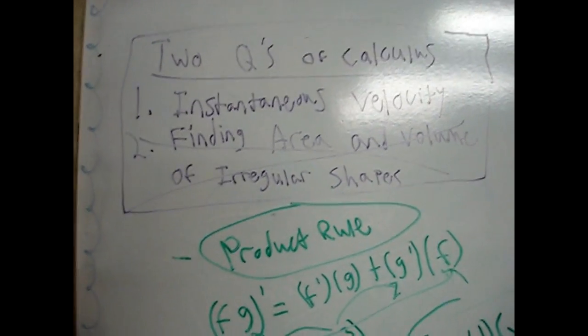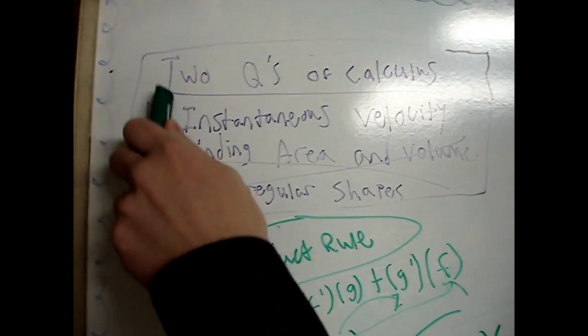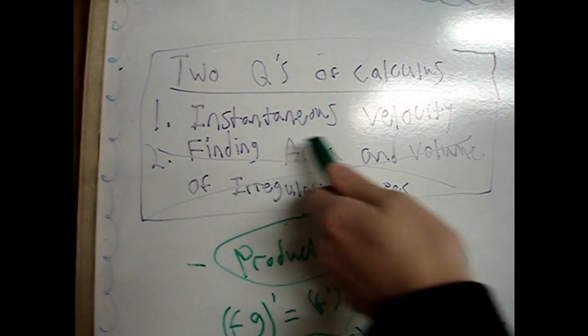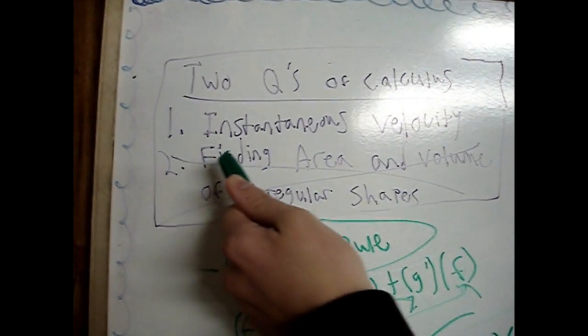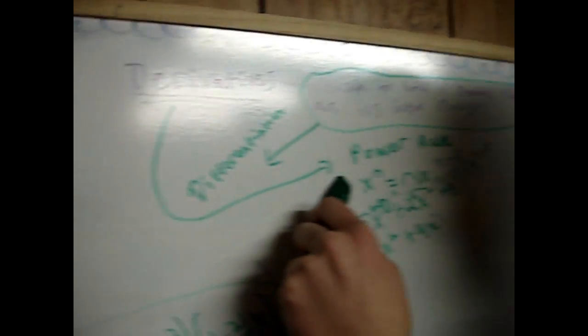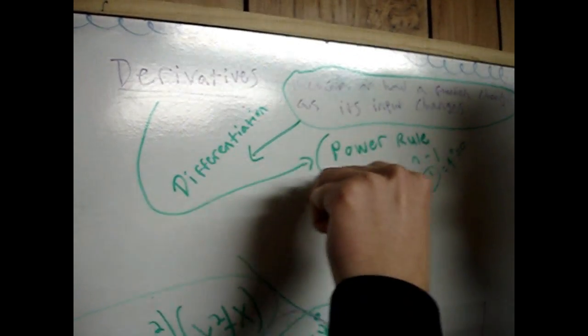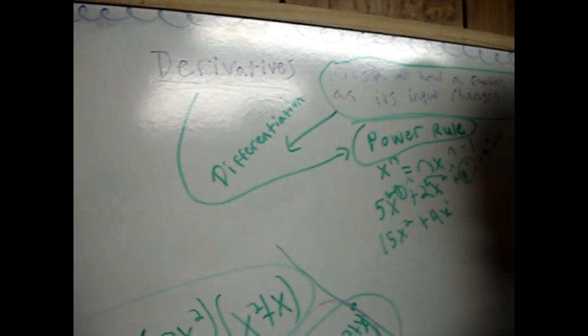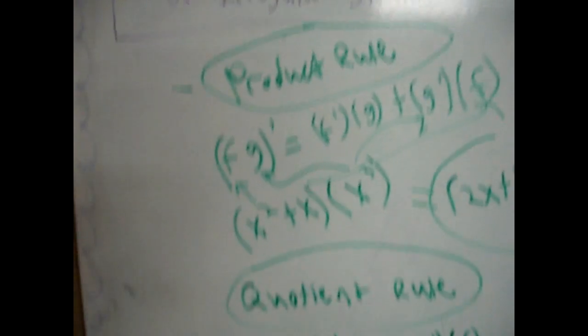Alright, so quick recap. There's 2 questions in calculus, and one of them is finding instantaneous velocity. Well, to do this, you have to use derivatives, and to find derivatives, you have to do the power rule, and once you know how to do that, you can find out how to multiply derivatives and how to divide derivatives.